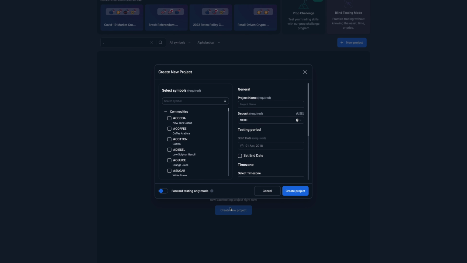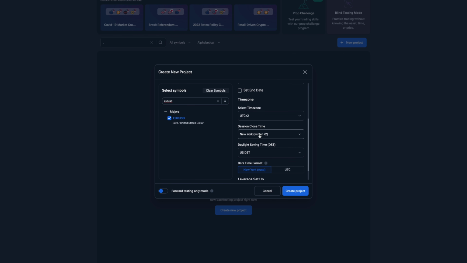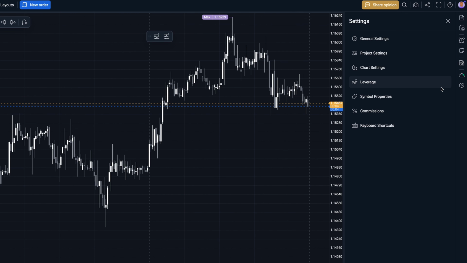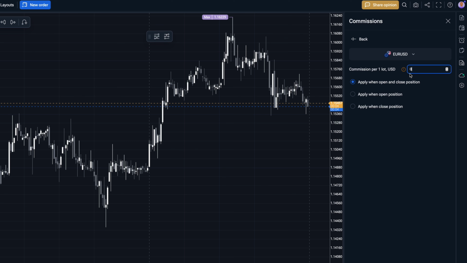Creating the Silver Bullet test in Forex Tester Online is straightforward. New project, Euro per US dollar, 15-minute time frame, $10,000 starting balance, 100 to 1 leverage, $7 commission per round trip, real broker conditions.